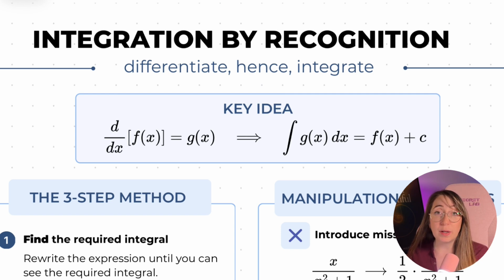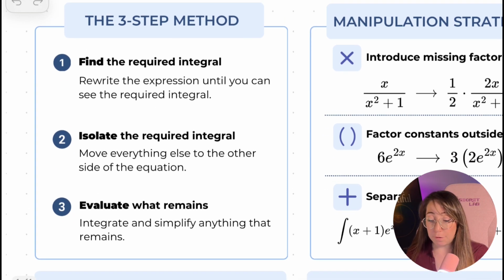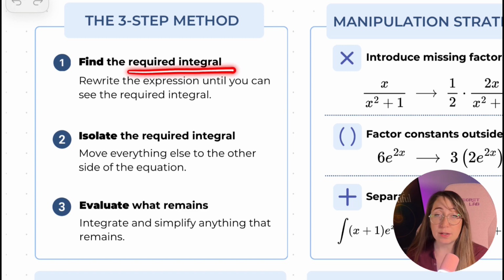This is the first line I always write whenever I'm completing a question, and then we'll be able to follow the 3-step method to get into the answer. So, what is the 3-step method? Here are the 3 words you need to remember: find, isolate, evaluate. So, the first thing you need to do is find the required integral. What's the question asking you to find? It's going to be hidden somewhere in your differentiated function.